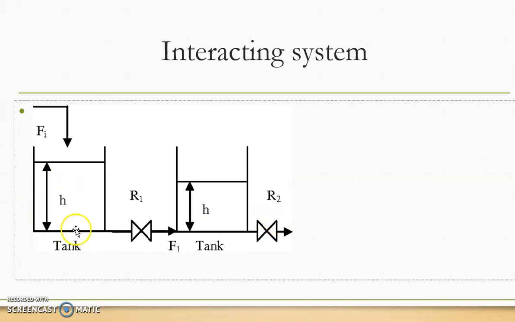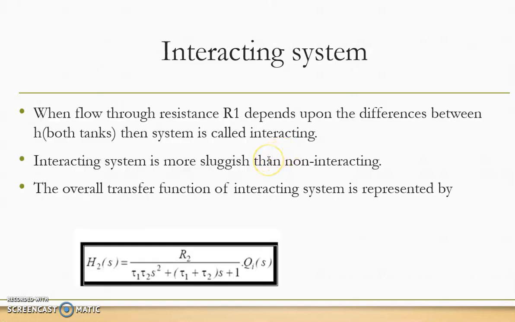Interacting system: as you can see, both tanks are placed at the same level. Small h is the height in tank 1, and small h is the height in tank 2. Fi is the flow rate which is coming to tank 1, F1 is the flow after resistance R1, which is the inlet to tank 2, coming from tank 1. R2 is the resistance associated with tank 2. So an interacting system is basically one where the flow through resistance R1 depends upon the difference between the heights in both tanks. This is nothing but the interacting system.